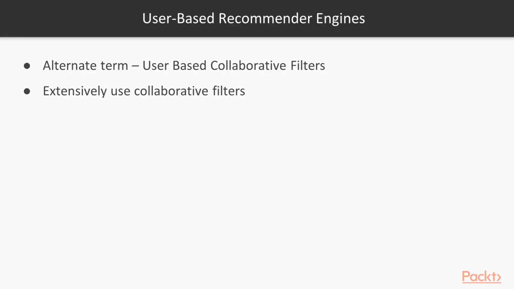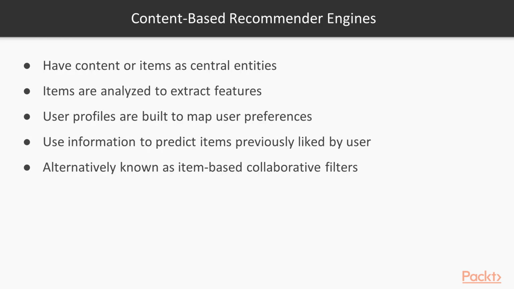The first type is user-based recommender engines. They're also termed as user-based collaborative filters in general due to the extensive use of collaborative filters, specifically for such recommender engines. Another type is content-based recommender engines. These engines have the content or items as the central entities. These items are analyzed to extract features. Also, the user profiles are built to map user preferences to the type of items. The engines then use this information to predict items which are similar to the ones the users have liked in the past. Such recommender engines are also known as item-based collaborative filters.